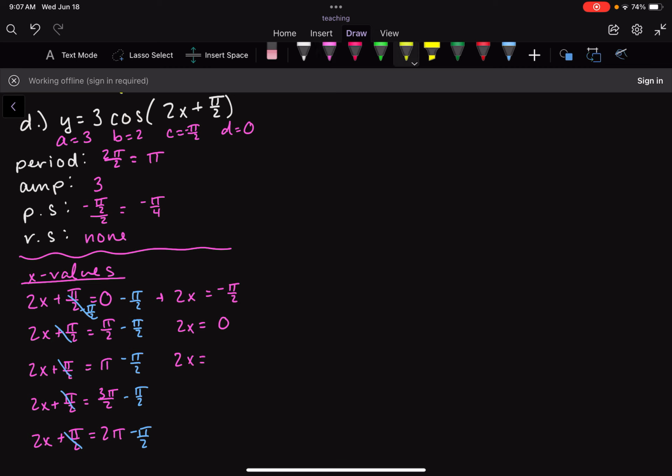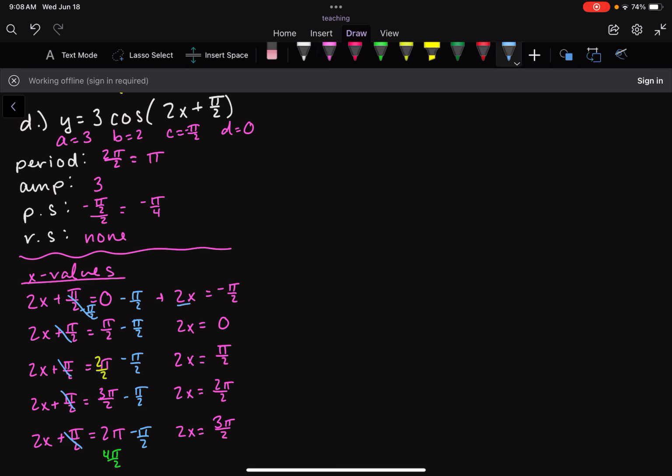2x equals, this one would be pi over 2. 2x equals 2 pi over 2, which we could simplify to pi if you want. And then 2x equals, this would be 4 pi over 2, so minus pi over 2 will be 3 pi over 2. So I definitely see a pattern, which is great.